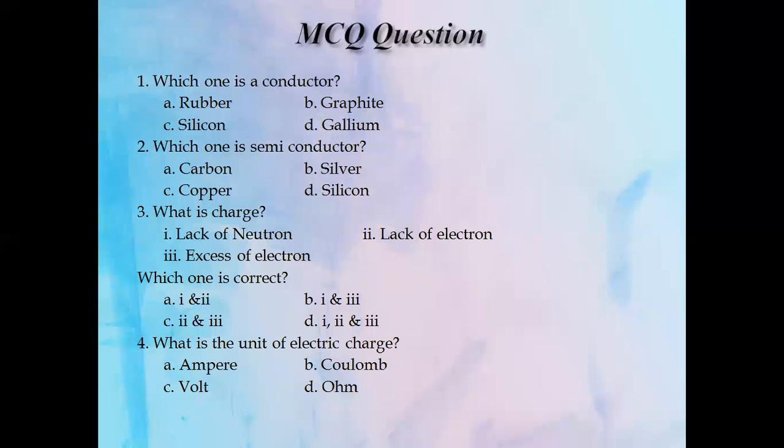Some MCQ questions. Which one is a conductor? There are four options; you can choose the right option. Which one is a semiconductor? I discussed more about semiconductors. From the four options, you must know which one is a semiconductor and what charge is. The options are lack of neutron, lack of electron, excess of electrons. You can choose the right option. Number 4 is the last one.